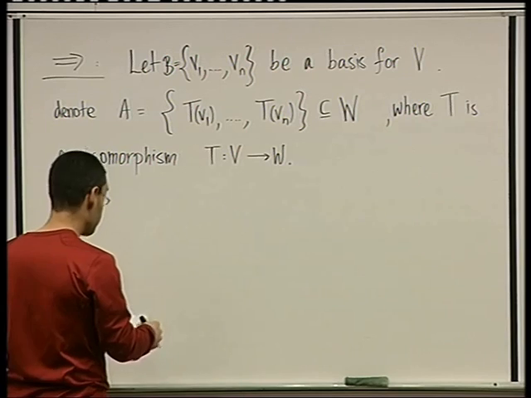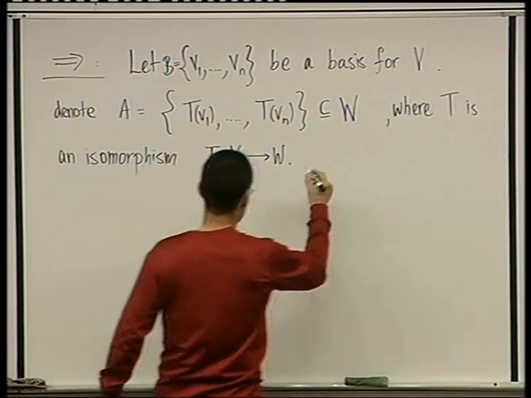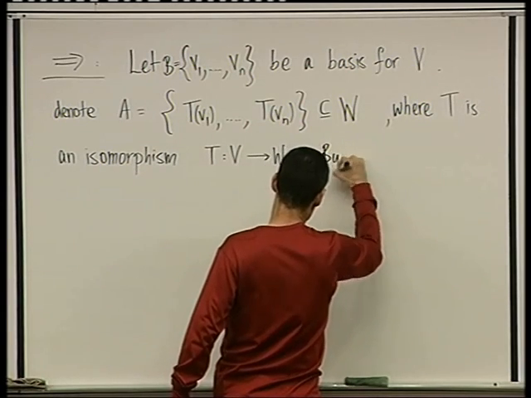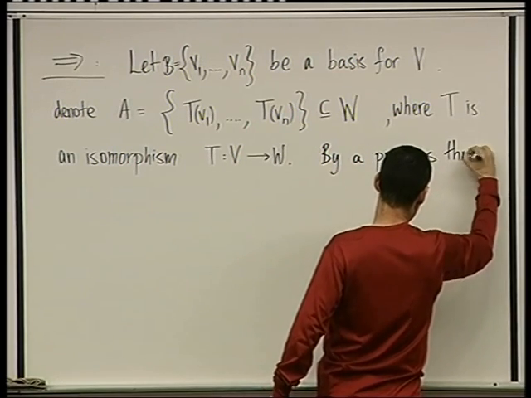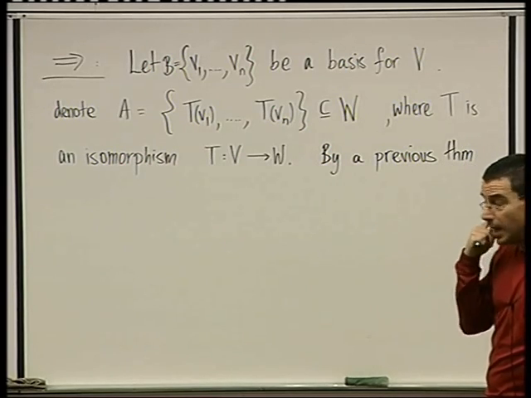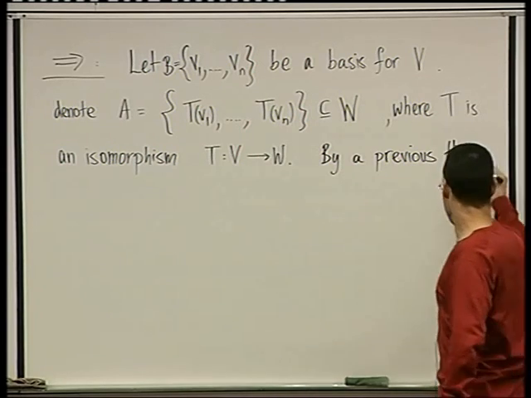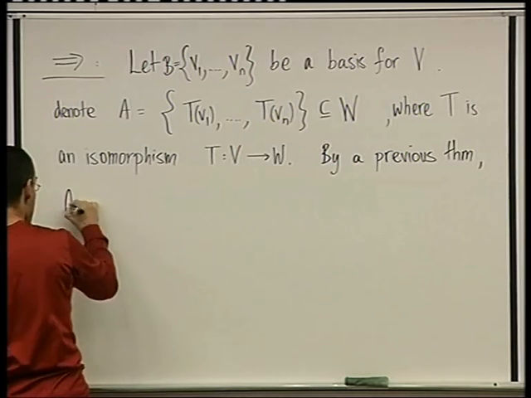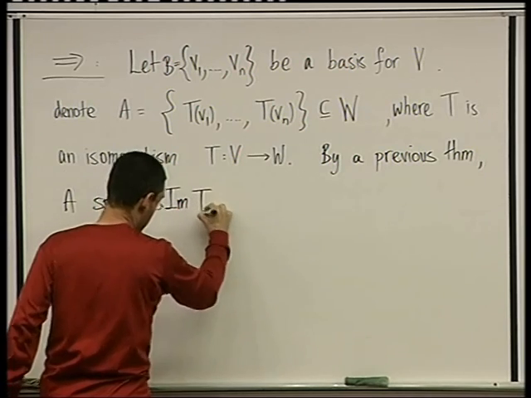Didn't we have a theorem specifically stating that it's a basis in this case? Not yet. That's going to be precisely this theorem. Okay, so by a previous theorem, maybe some of these facts have been mentioned or used inside proofs of other facts, but I don't think we had it written precisely like this yet. So by a previous theorem, A spans the image of T.